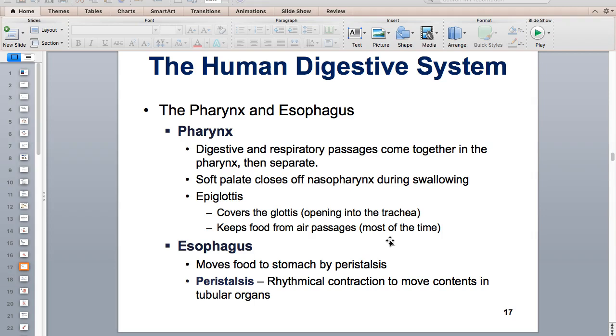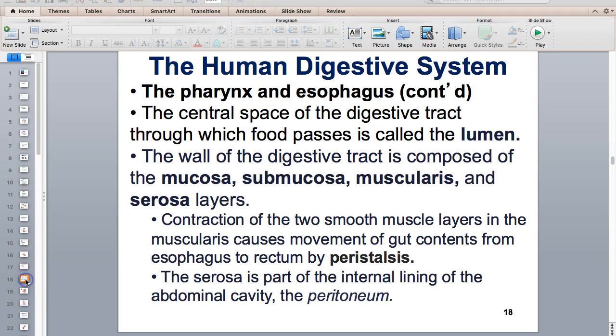Once it gets into the esophagus, that food will move down to the stomach by something called peristalsis. This is a muscular squeezing that moves the food down slowly. It tells you there: rhythmical contraction to move contents into tubular organs. We talked about smooth muscle being in organs. Well, smooth muscle lines the esophagus. That aids in getting that food down into the stomach. It doesn't just go kerplunk down into the stomach.